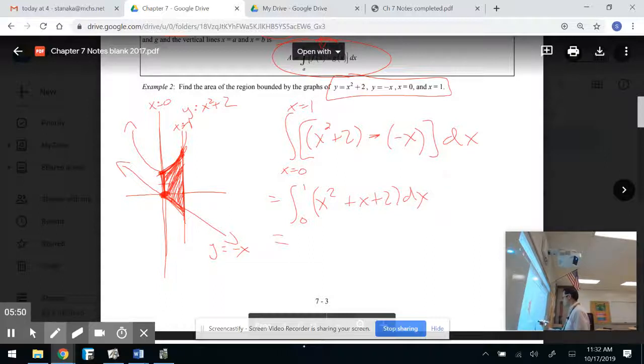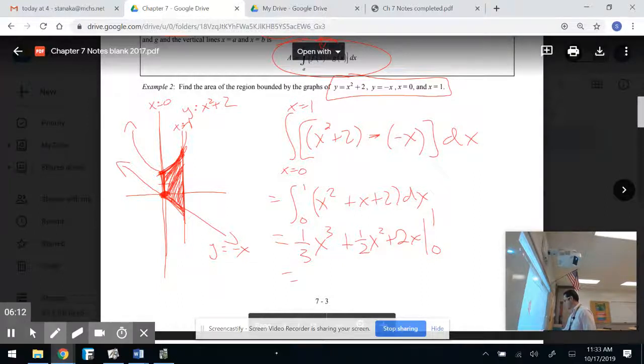Oh, sweet. Do a little anti-derivatives. Okay, boom, right? Plus, what would that be? That'd be 1 third x cubed plus 1 half x squared plus 2x from 0 to 1, right? And we've been doing this quite a bit in this class. So I'm going to go straight to the answer key. And if you do all that stuff, you get 17 over 6.